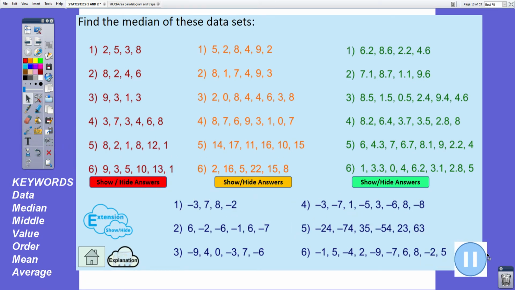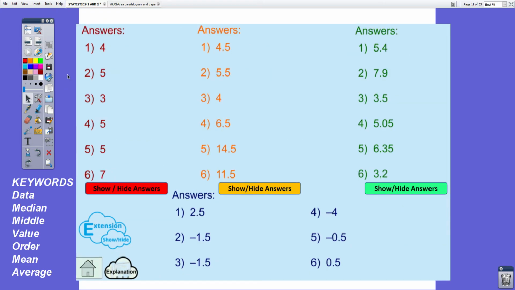Okay, place your video on pause, please. Spend a few minutes doing these. Remember, you must write the numbers out first of all in order before you can find the median, and then we'll come back and mark them in a few minutes' time. Okay, here are the answers. Once again, go through, mark them. If you've made any mistakes, then please go through and check them and see where your errors are.